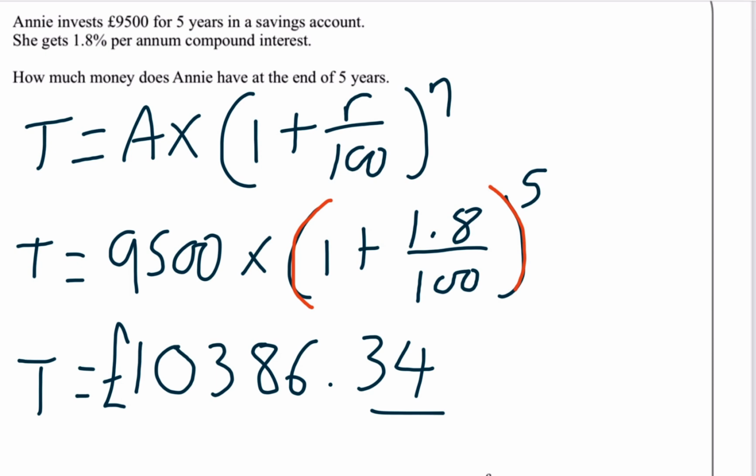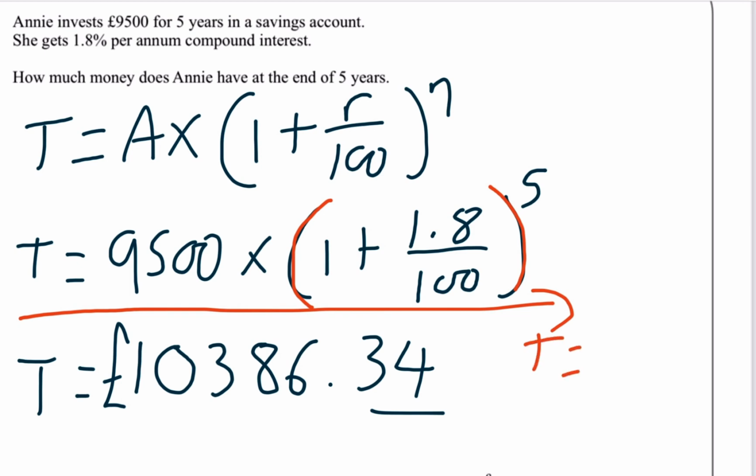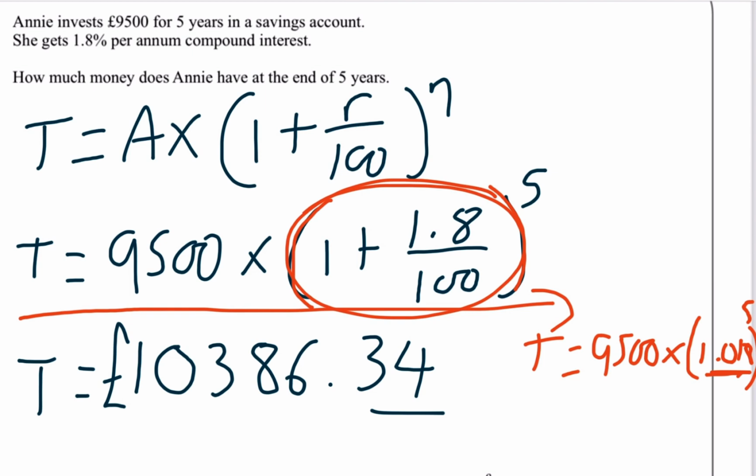the multiplier. If you didn't go straight for the answer, you can still write the next line here as T equals 9,500 multiplied by 1.018 to the power of 5. So you can keep the multiplier in there by just working out the bracket.